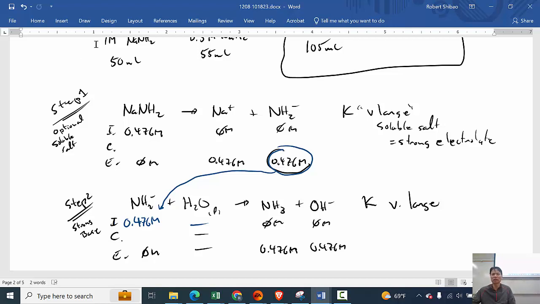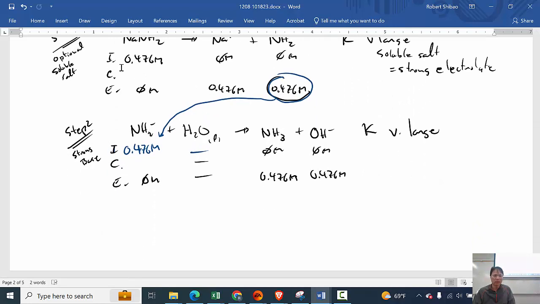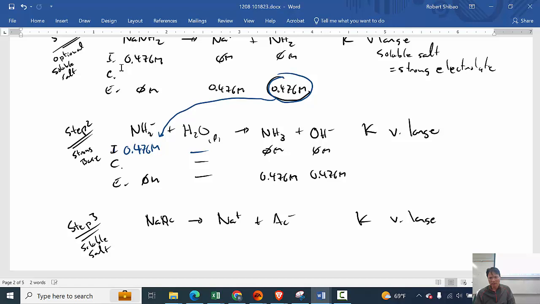If we did the soluble salt here, then on step three, we're going to do the soluble salt for sodium acetate. All these have very large Ks. Sodium acetate completely ionizes into sodium ions and acetate ions. The K for this is very large because soluble salts are all strong electrolytes.